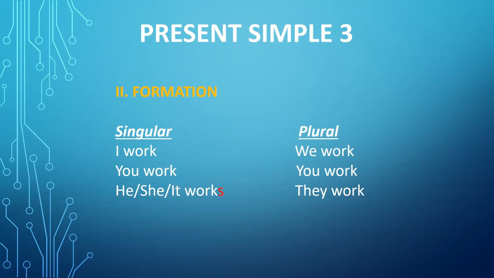For example, Mary lives in Paris, but they live in Paris. Mary lives in Paris, but her parents live in London. So we have to put S with he, she, it.